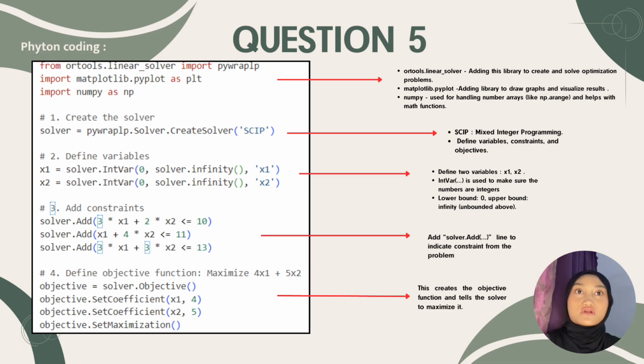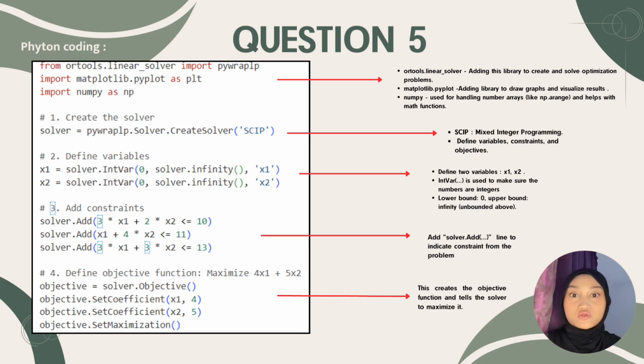So next, for lines 5 to 6, we create a solver, where we use SCIP, which is a solver that supports mixed integer programming. And this line creates a solver instance so we can define our variables, constraints, and also objective function.